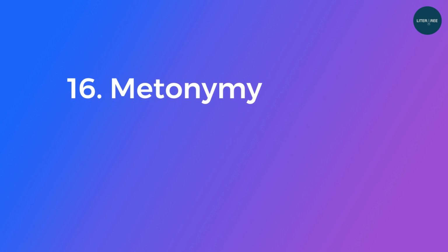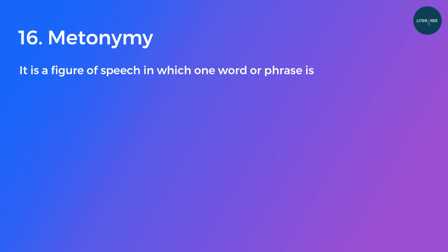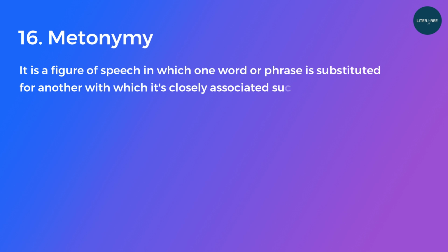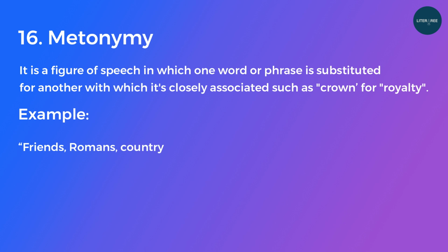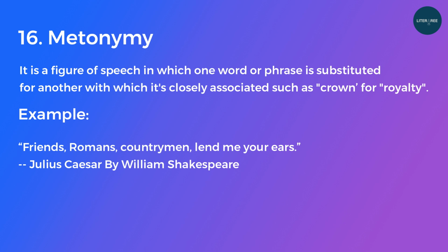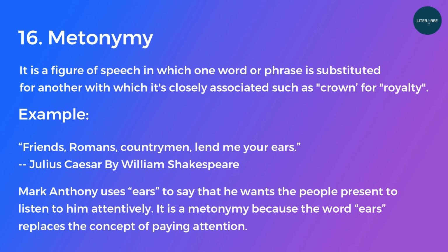Metonymy. Metonymy is a figure of speech in which one word or phrase is substituted for another with which it's closely associated, such as crown for royalty. Look at this example from the play Julius Caesar by William Shakespeare. Friends, Romans, countrymen, lend me your ears. Here, Mark Antony uses ears to say that he wants the people present to listen to him attentively. It is a metonymy because the word ears replaces the concept of paying attention.